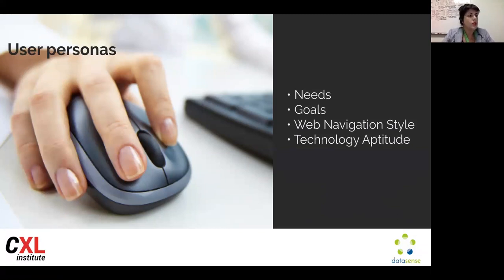So the best application of user personas is to influence product and product roadmaps. You want to know their needs, web navigation styles, goals, and technology aptitude. And this information will be useful, for example, when building a website, especially if the website is presenting a product or a service, or it's a product itself, right?